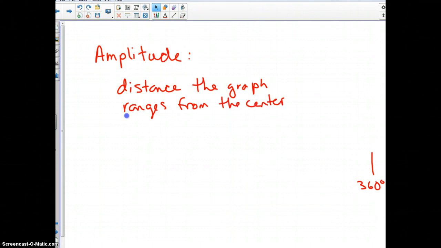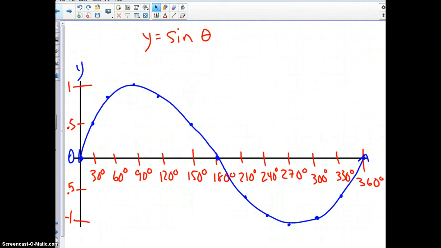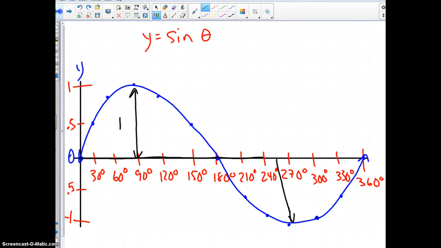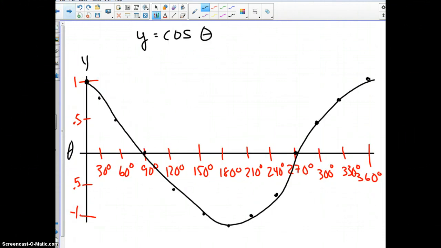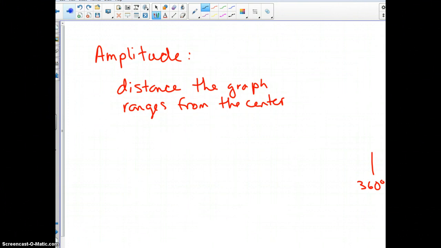Now, if we look at each one of these functions, we go back to basically the sine function. The center here really is going to be right here at 0, right? It's this middle part. The axis is kind of the middle. Now, notice how far up does it go? Well, it goes 1 unit. Actually goes down also 1 unit. So it goes 1 unit in each way from the middle. So that means the amplitude for the sine function, y equals the sine of theta, is 1.